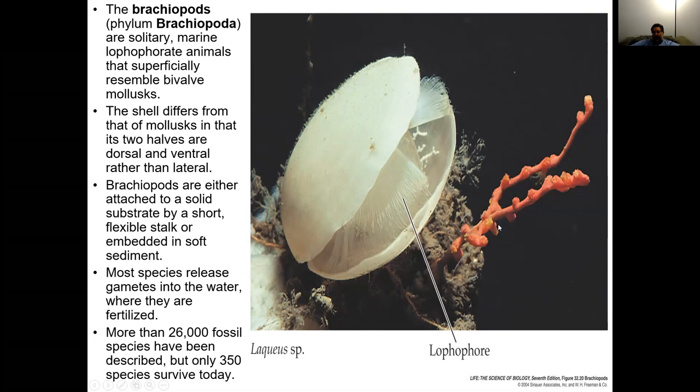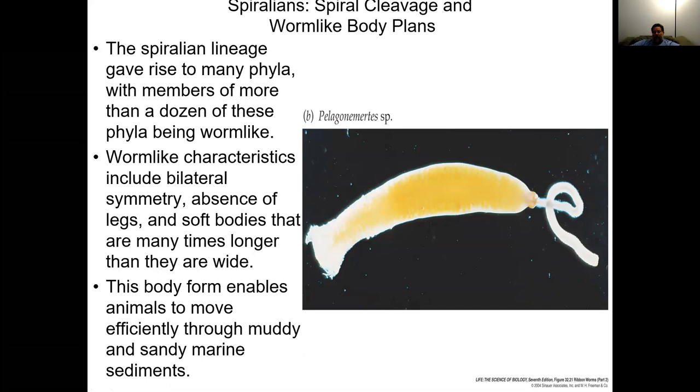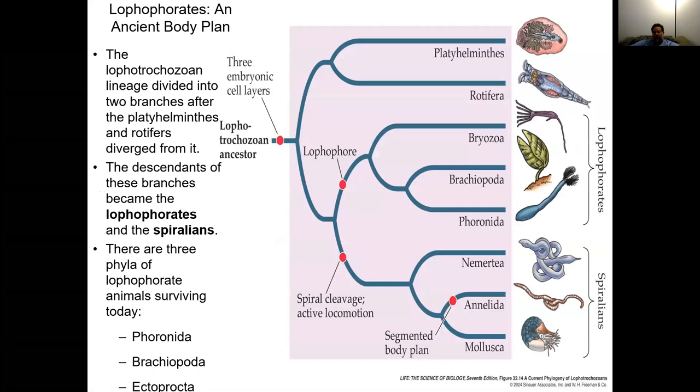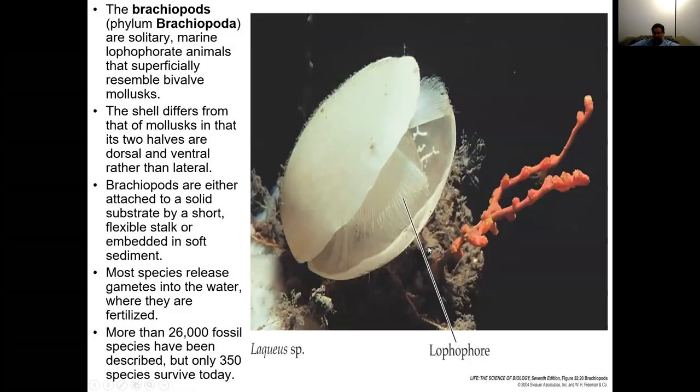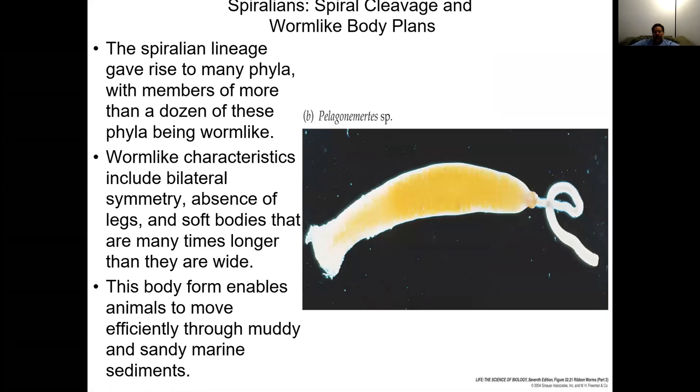Here's another group, so now we're going to get into the cleavage, worm-like phyla. If you go back to this picture here, now we're going to start talking about the spiralians. So we're moving down this chart. The spiralian lineage gave rise to many phyla, with members of more than a dozen of these phyla being worm-like. Again, we just keep seeing worm-like animal after worm-like animal. They're not true worms, but they're very worm-like. They lack legs and are soft-bodied, which enables them to move through muddy or sandy marine environments.